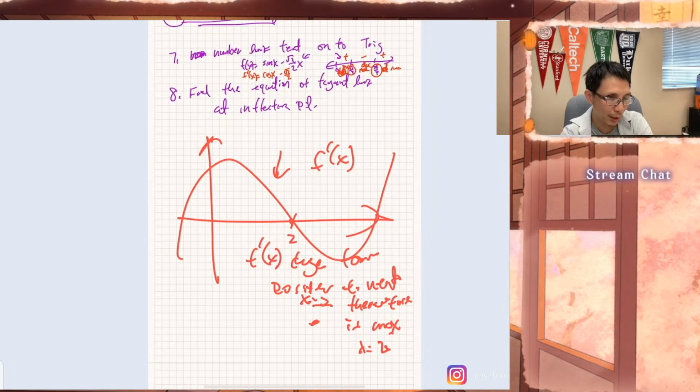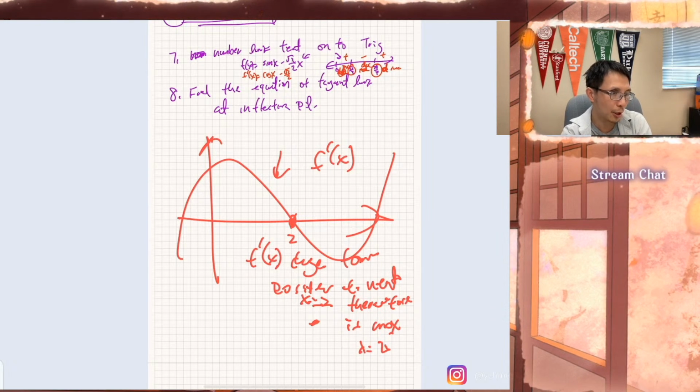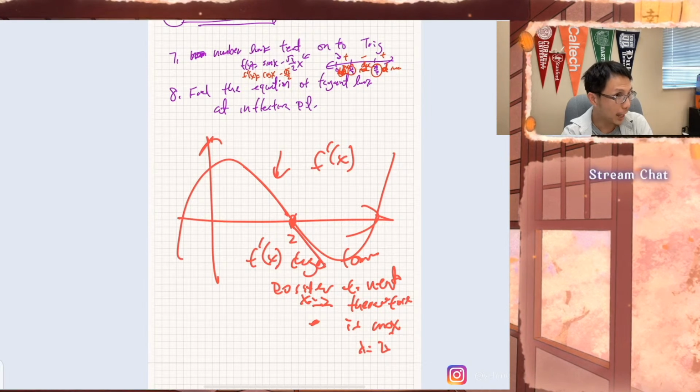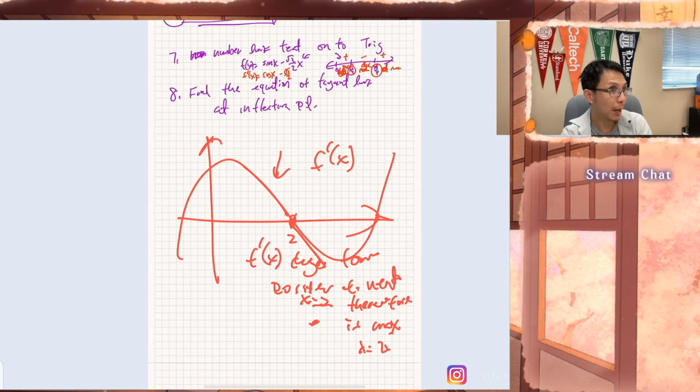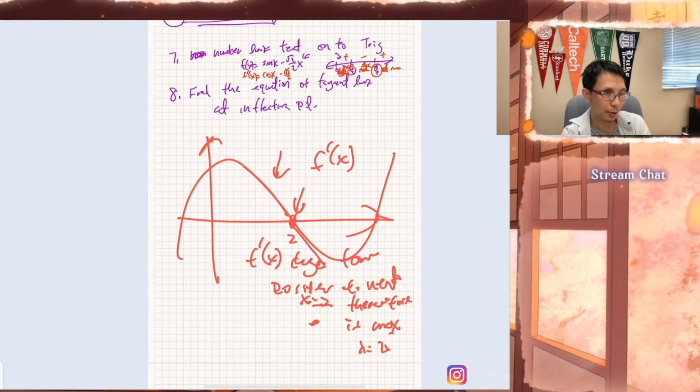Therefore, it's a relative maximum at x equal to 2. That's how you justify this point in the original function. It went from positive to negative. Therefore, you have a maximum in the original function.